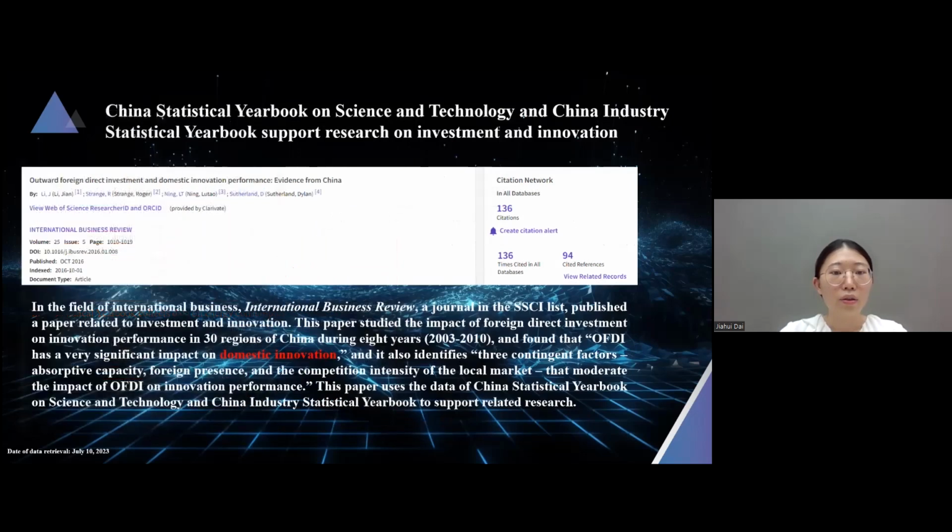In addition to the China Statistical Yearbook, other yearbooks are also widely used in academic research. This example shows how China Statistical Yearbook on Science and Technology and China Industry Statistical Yearbook support research on investment and innovation.